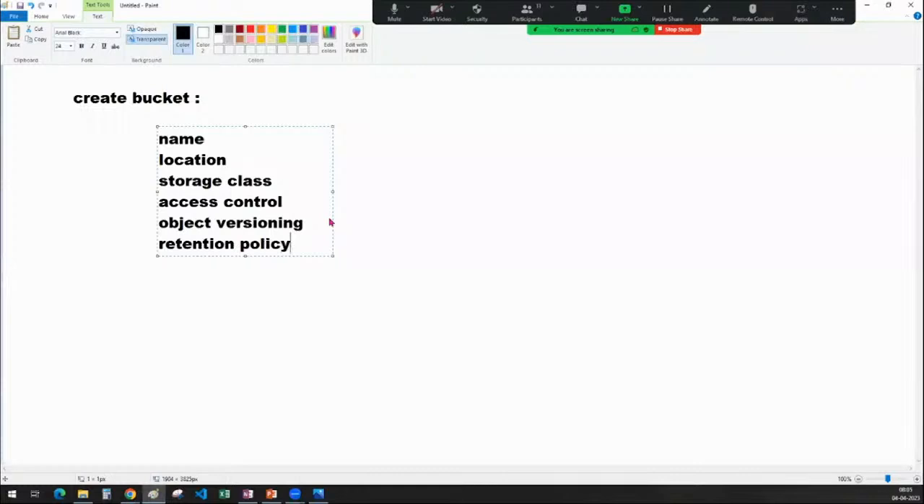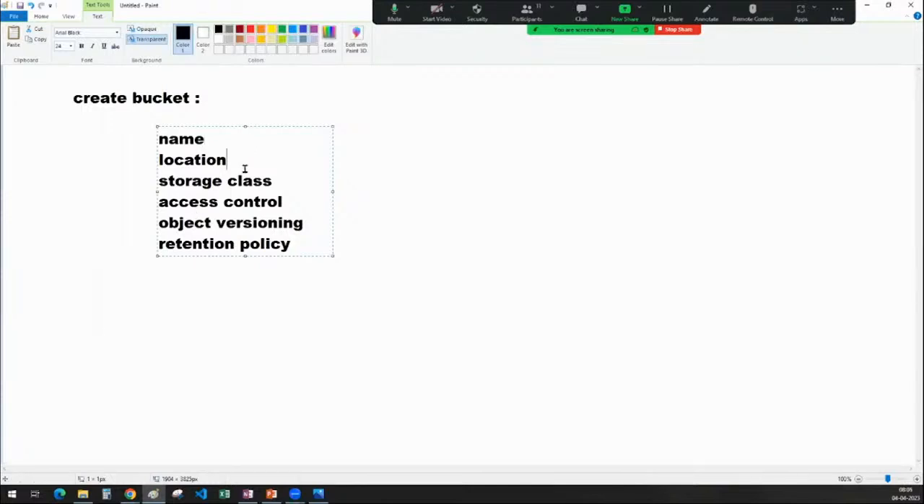Tomorrow, while we are creating a bucket, we will see all of these concepts because these are practical concepts. How do we give a proper name to the bucket? It is not that I can give any name. It has to be a globally unique name. How to select a location?